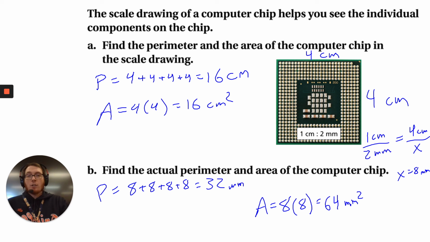So the perimeter of the actual object is 32 millimeters, and the area of the actual object is 64 square millimeters. And I can just get that by taking the 8 millimeters and adding them up or multiplying depending on if it was an area or perimeter question.